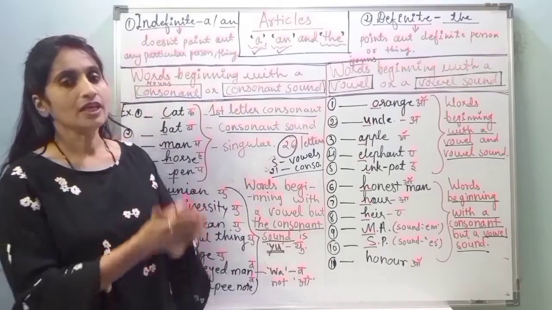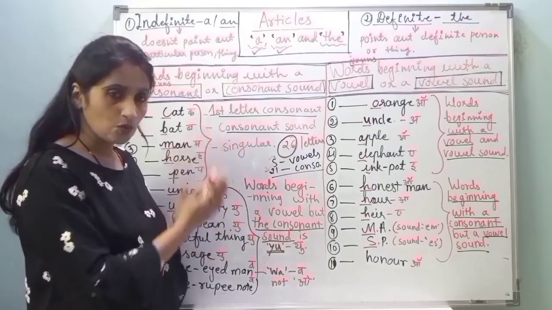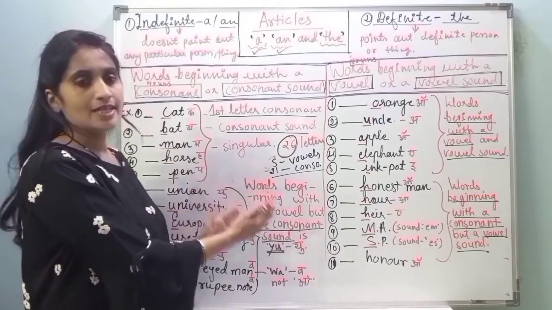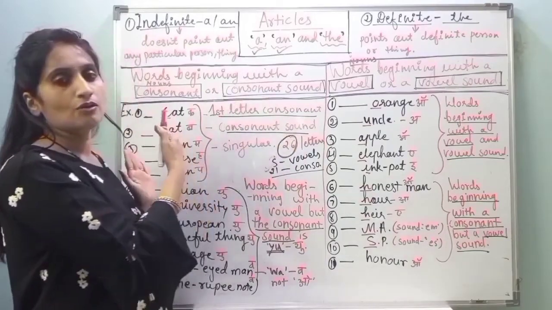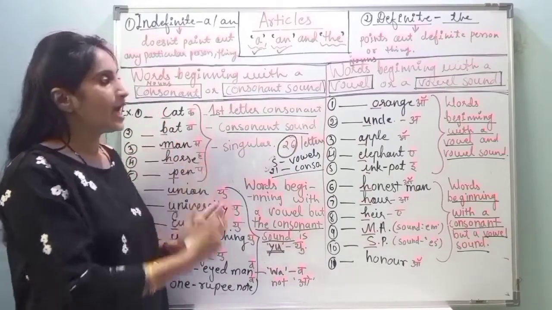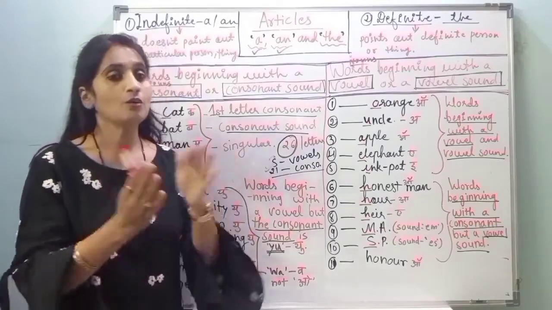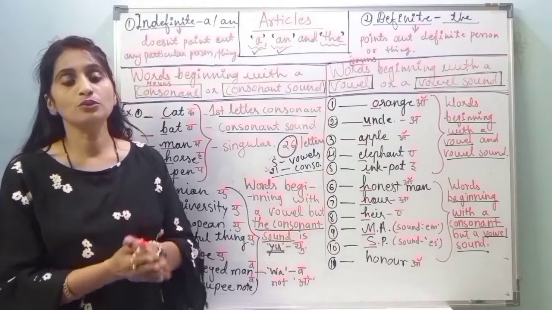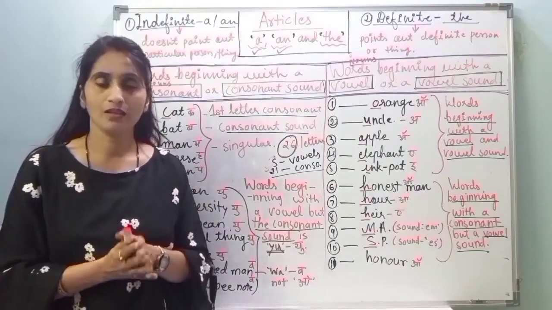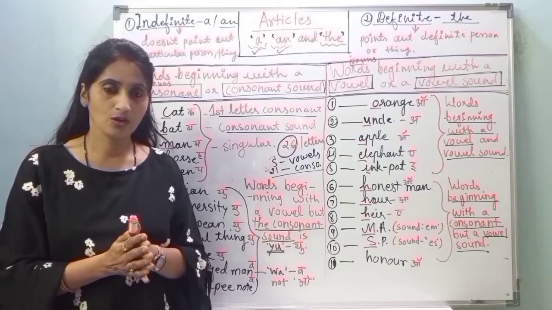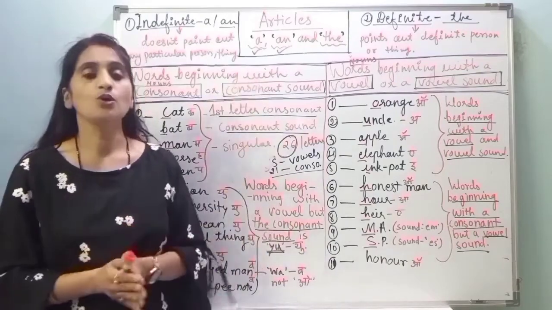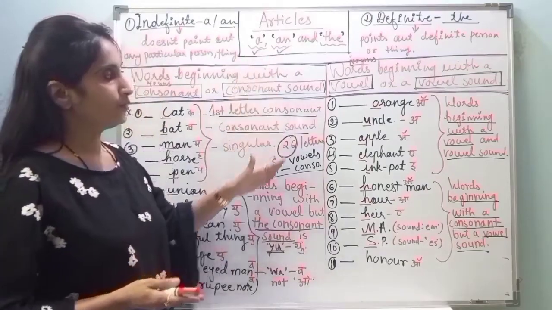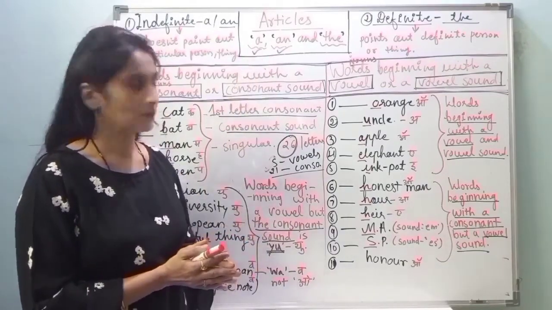But sometimes, even though the word or the noun begins with a consonant, still we make use of an, and sometimes a noun begins with a vowel and still we make use of a. Then why is it so? If you watch the full video, you will understand this. See here now, this thing will be clear to you.